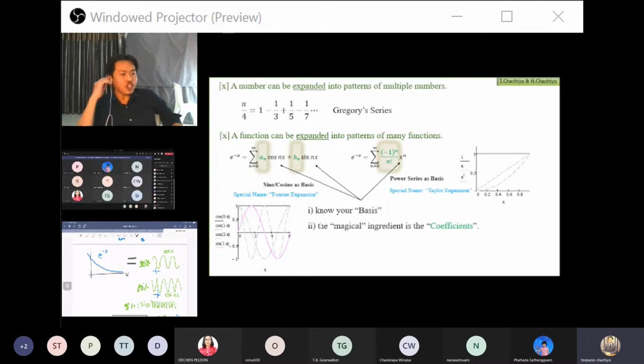And so we have basis, and we have two kinds of basis here. So the question that we are going to ask in this lecture is: how do we find these magic coefficients?